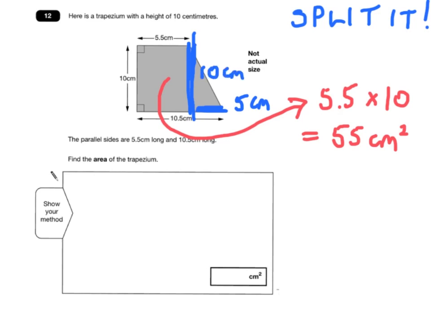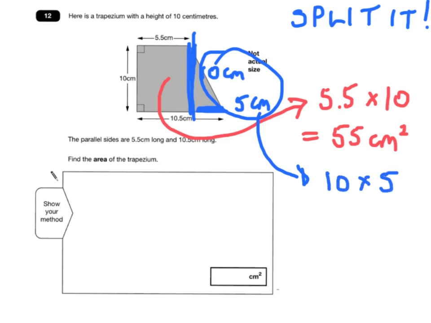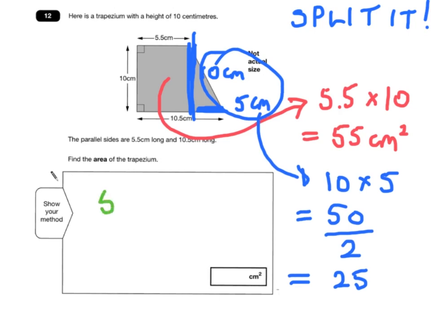The height of the triangle is 10, so the area will be half of 10 times 5, because remember the area of a triangle is half the area of the equivalent rectangle. So the rectangle would be 50, and therefore the triangle will be 50 over 2, which is 25, and therefore the area of the whole trapezium will be 55 square centimetres plus 25 square centimetres, which makes 80 square centimetres.